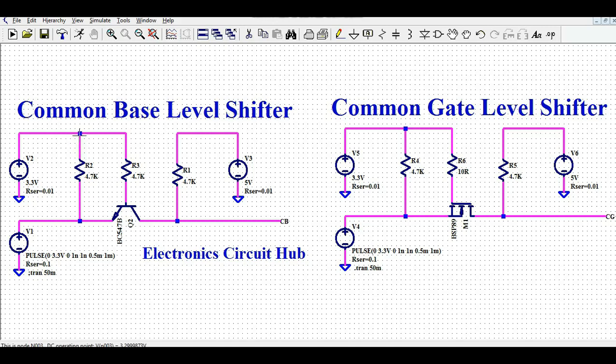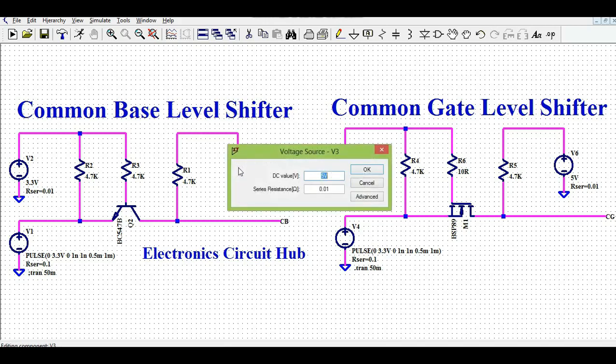And do not forget to connect this pull-up resistance. This is very important, otherwise this circuit won't work. So I have connected the pull-up resistance R2 between this point, the resistance R3, and the emitter of the NPN transistor, the emitter of Q2. Now at the collector I have connected one more resistance R1, and that is going to be connected here to V3. At this point the value of V3 is 5 volt.